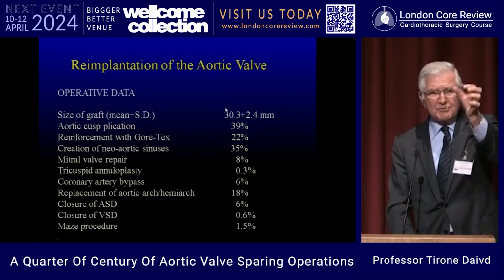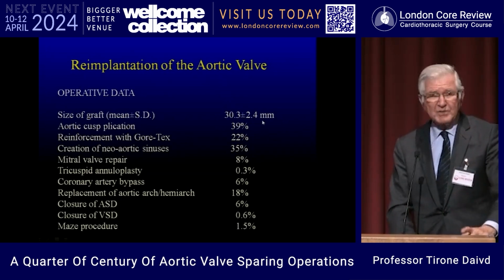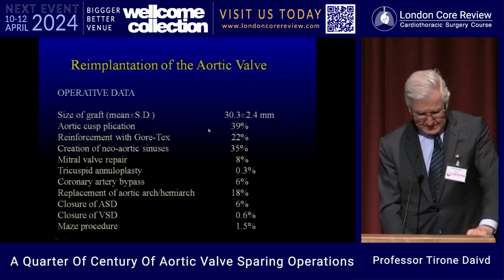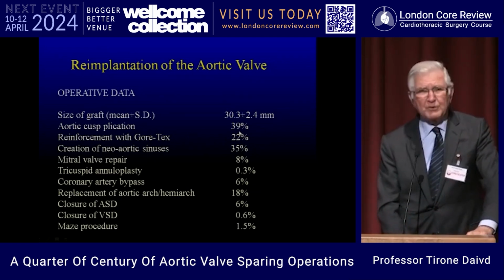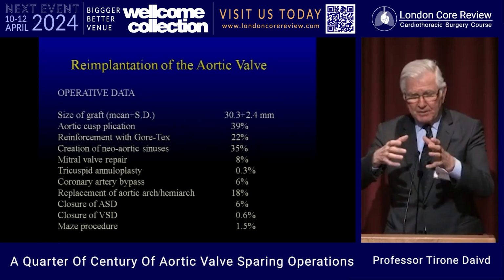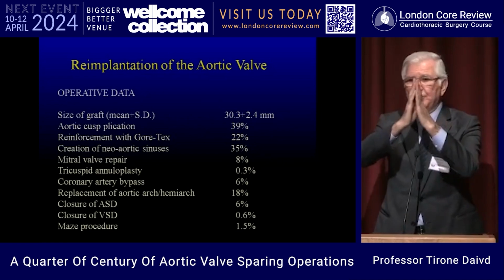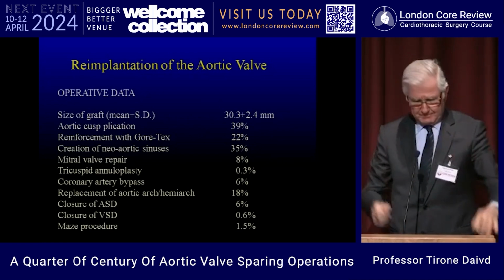Most of the patients had a straight tube of 30 millimeter, range from 26 to 34. Almost 40% require cusp plication. The cusp was prolapsing. You did a reimplantation, and the cusp was too low. So require plication, the free margin, to bring it to a good level.